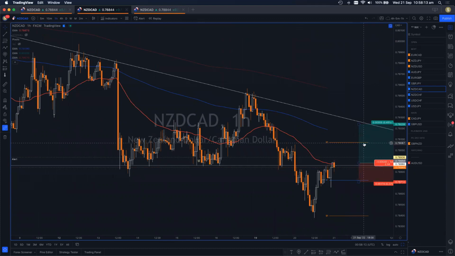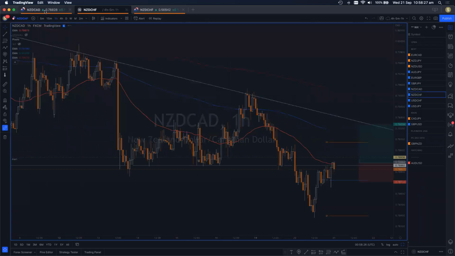Yeah, the other thing we've got to watch out for here is this long trend line that goes way back, and that's going to be resistance on the way up as well. So be aware of those few things, but there's a possible trade there that might happen later today, maybe.